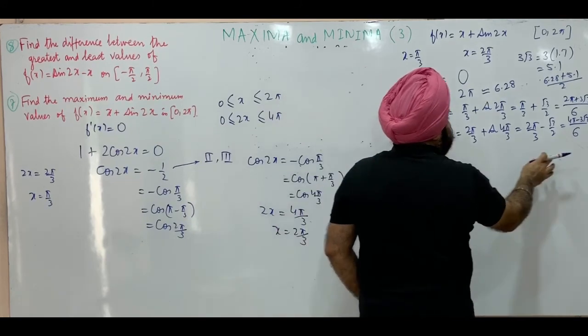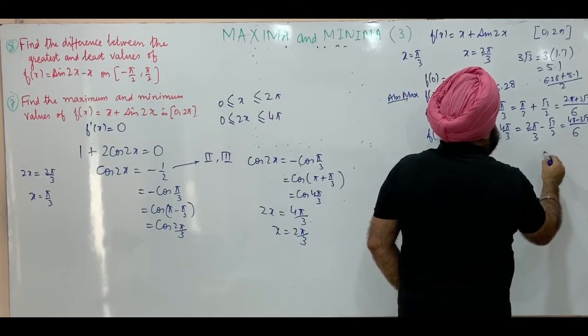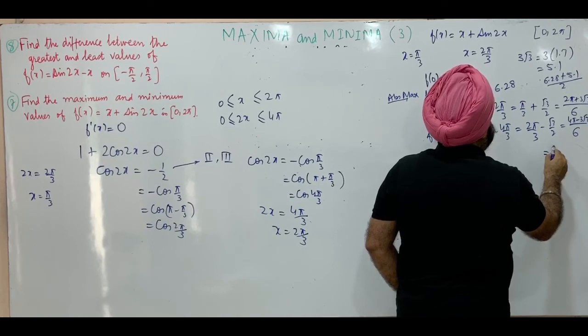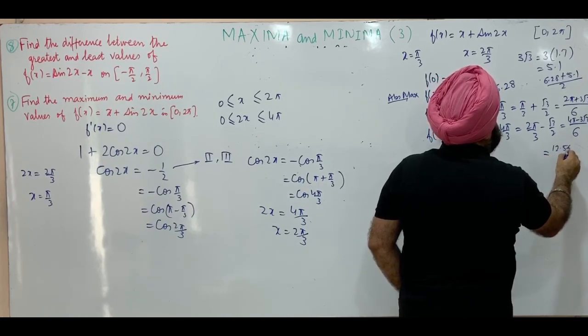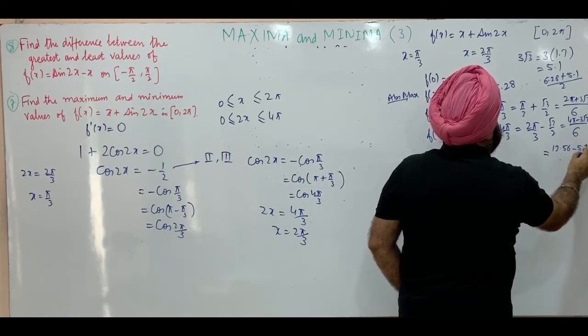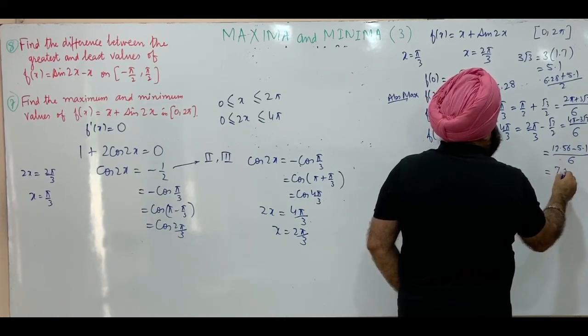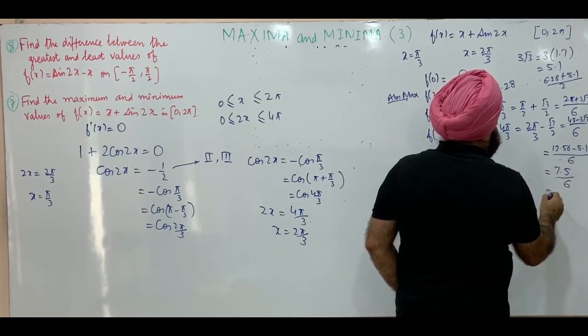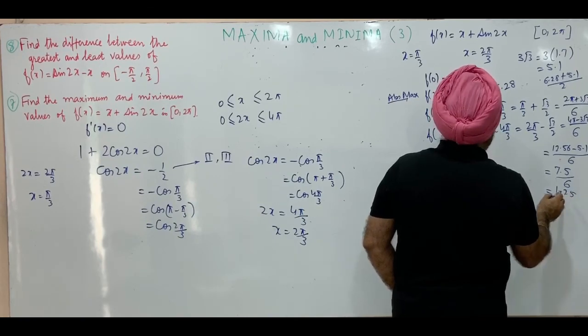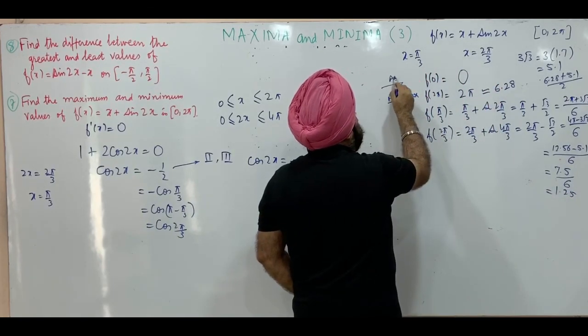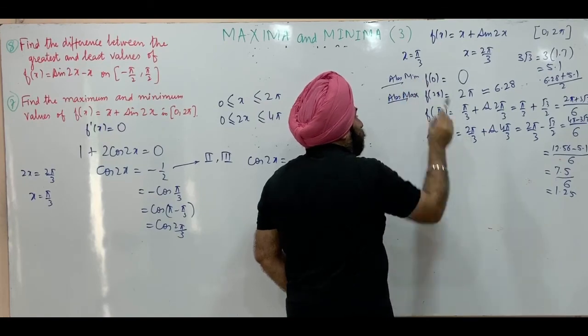And let's see what this other value is. This is 4 into pi, that's 12.56, minus 3 root 3, which is 5.1, upon 6. So this is 7.5 roughly upon 6. This is 1.25. So 0 is the absolute minimum value.